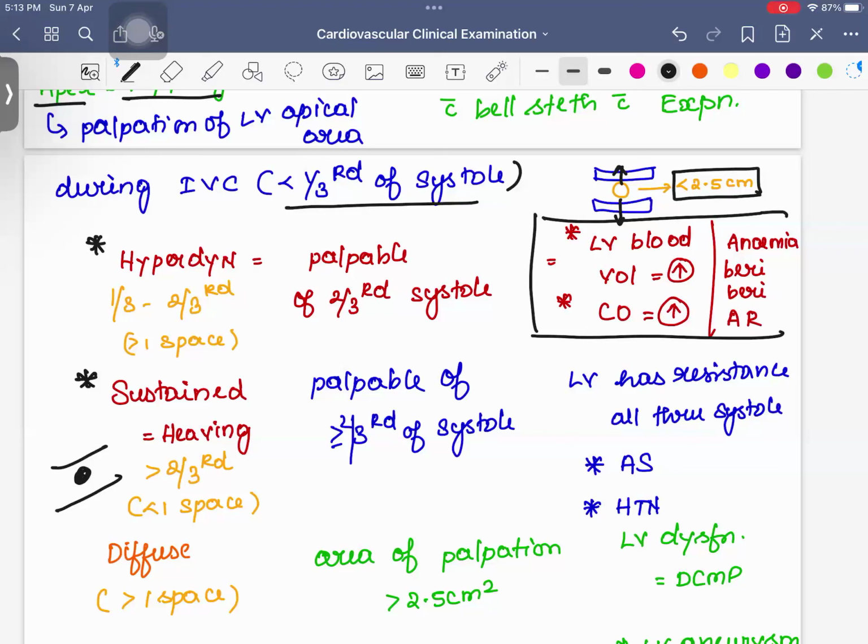Where will you get a sustained apical impulse? Whenever the patient has resistance to LV outflow. Where can it occur? Aortic stenosis, hypertension.